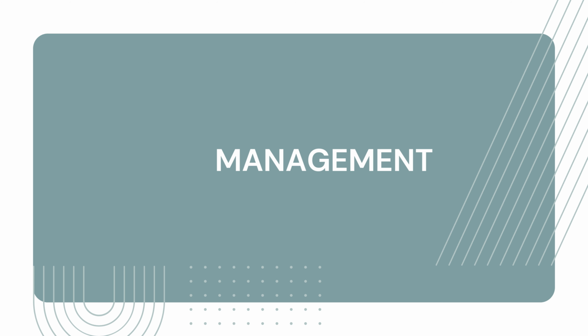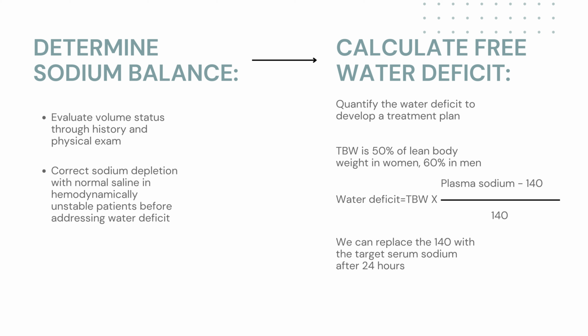Now let's come to the management aspect of hypernatremia. The first thing that we are going to do is to obtain a thorough history, and we will perform a physical exam to assess the volume status of the patient. The next thing that we are going to do is correct the sodium depletion with normal saline if the patient is hemodynamically unstable, because the patient requires resuscitation. We need to resuscitate before correcting the hypernatremia.